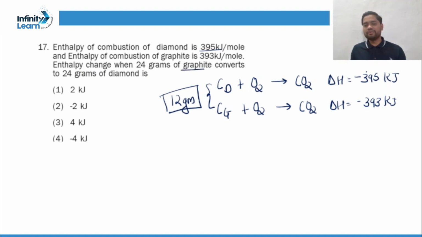So I need to reverse this equation. If I reverse this equation, this will become positive, and the new equation will be what? CO2 gives you diamond and oxygen.